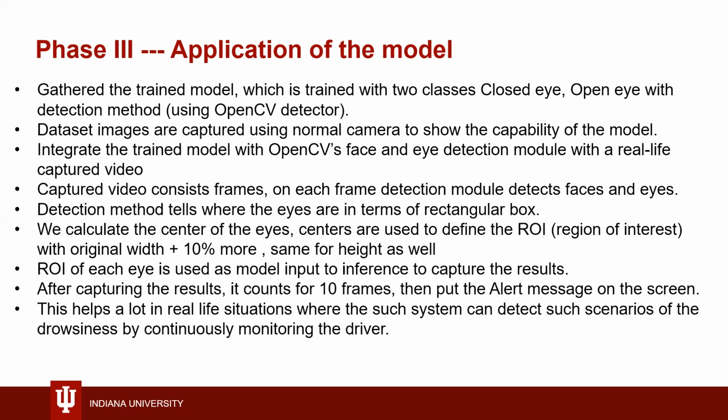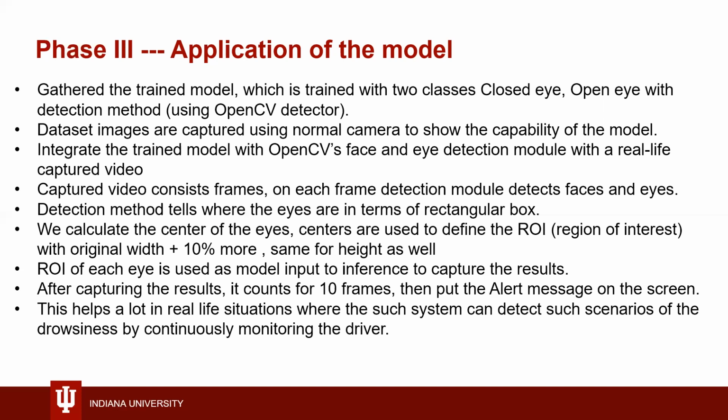We even calculate the center of the eyes. The centers are used to define the region of interest with the original width 10% more, and the same for height as well. Once the eyes are closed, we have the result that the eyes are closed. We use those results to annotate on the video. We are using the matplot library to annotate. Finally, we get the output video. We write the video using OpenCV. We also added an alert message for the user when the eyes are closed for more than or equal to 3 seconds.